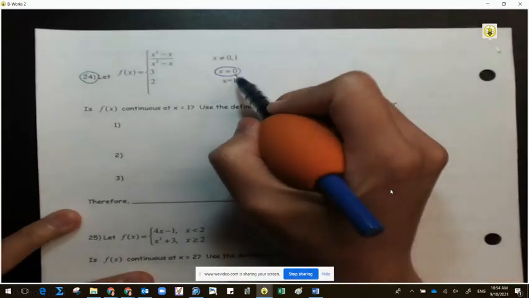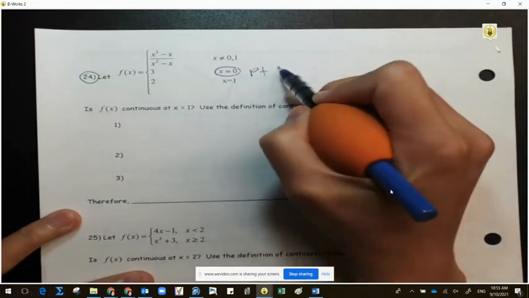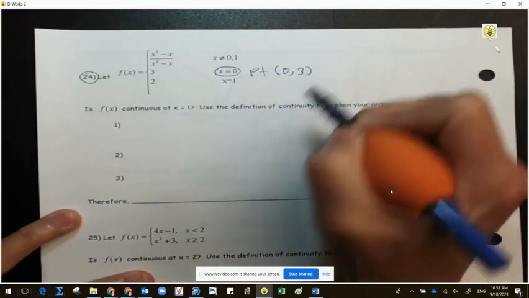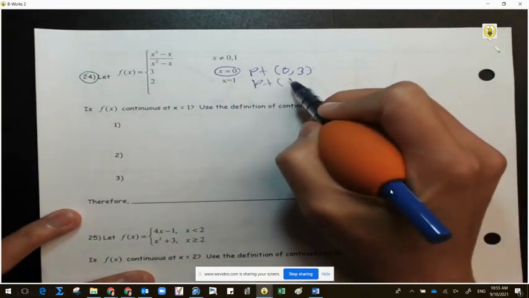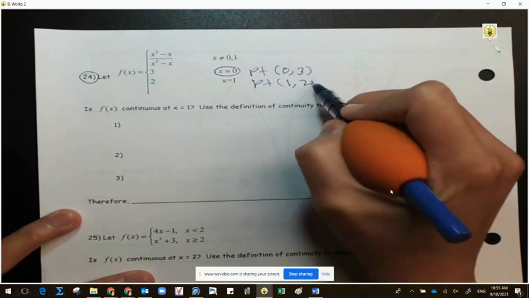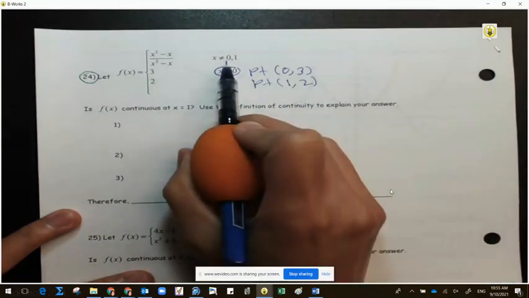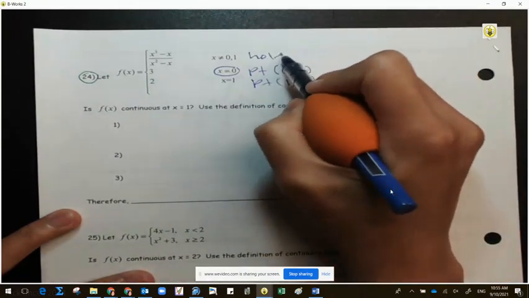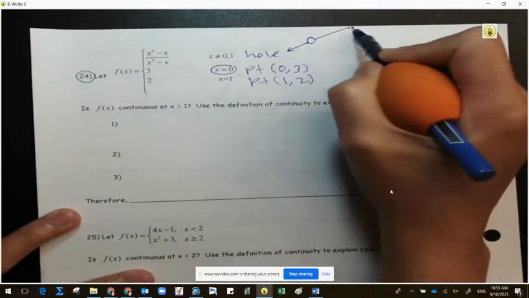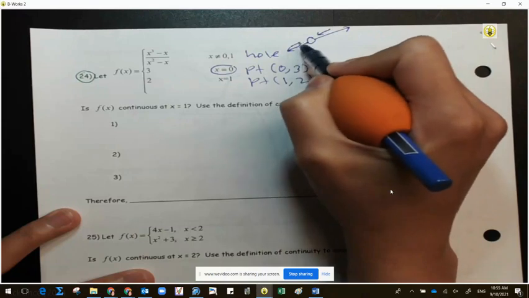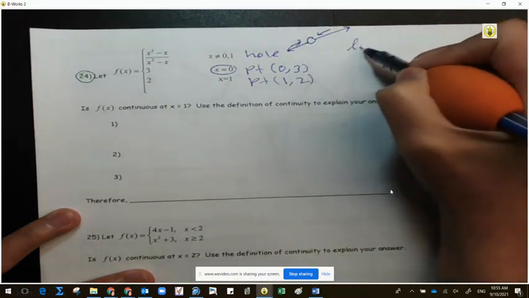So I want you to write out something. This one is a point. The point exists at 0, 3. The third one is also a point, and that exists at where? 1, 2. This one has a hole. But even if there is a hole, and I'm going to give you an example with the picture, can the limit still approach that number? So this one has to do with the limit.